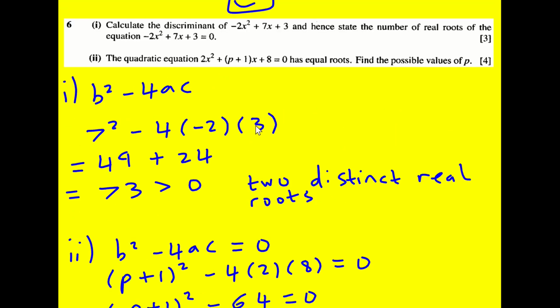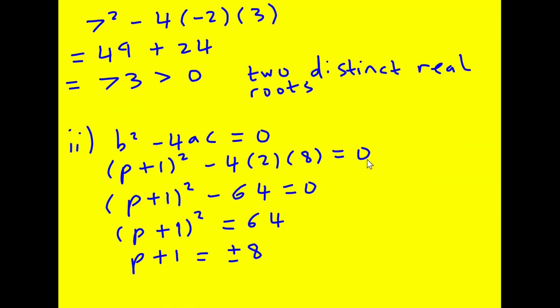Does this say any specific kind of possible values? So there's going to be 2 values. p is equal to 7 when we have 8, or −9 when we have −8.